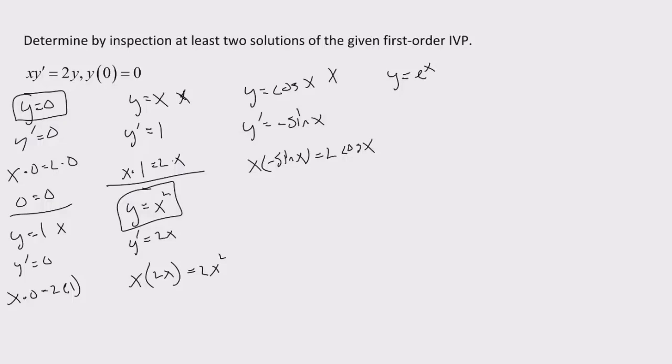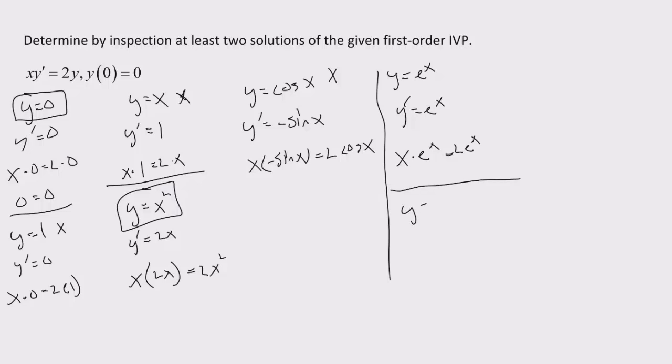So if cosine didn't work, sine doesn't look like it's going to work, and I'm trying to think of how the trig identities work. I don't think the trig identities would pan out for us. I mean, we have two solutions, so I've answered the question, but I kind of started this exploration, so let's keep going here. Y prime would also be e to the x, and so x times e to the x equals 2 times e to the x. And that's not going to work. Not e to the x itself.